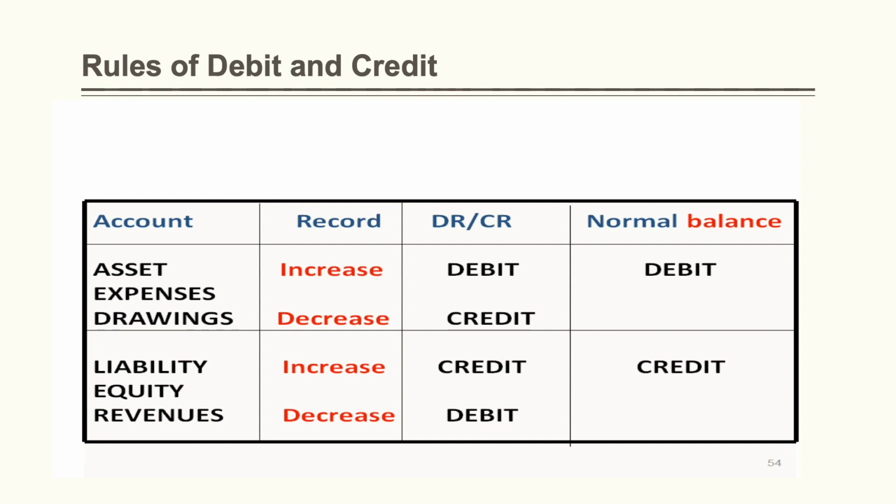But anyhow, let me remind you, all these accounts, asset, expenses or drawing, always have a normal balance on the debit side. Whereas for the liability, equity and revenue, when we have liability increase, so we must credit. So when we decrease the liability, when we pay our loan, decrease the liability, right? We must debit it. And come again, these three accounts, liability, equity and revenue, normally have a balance of credit.